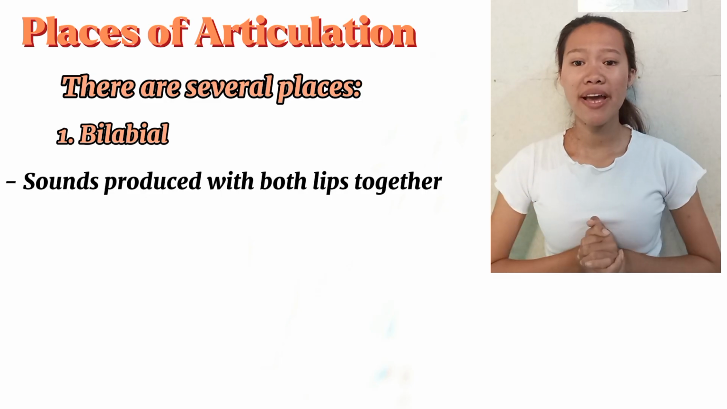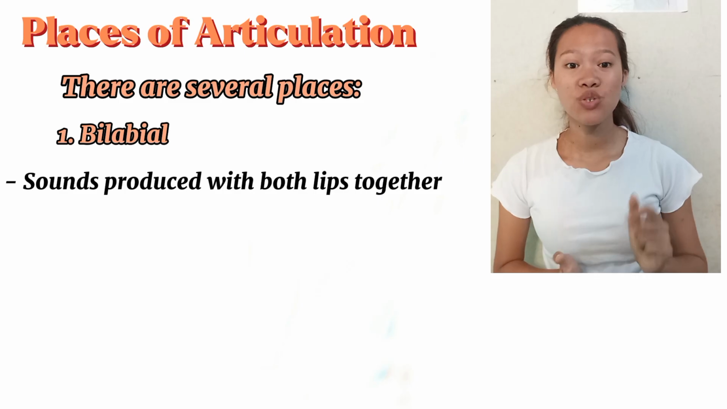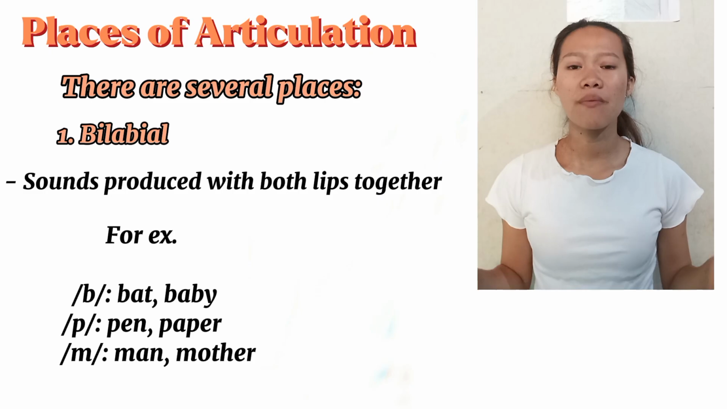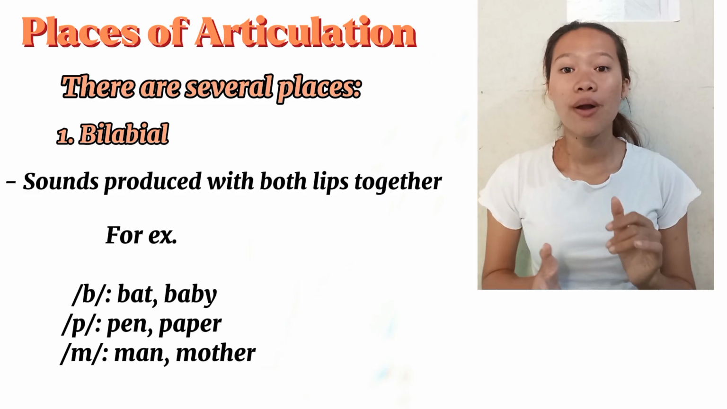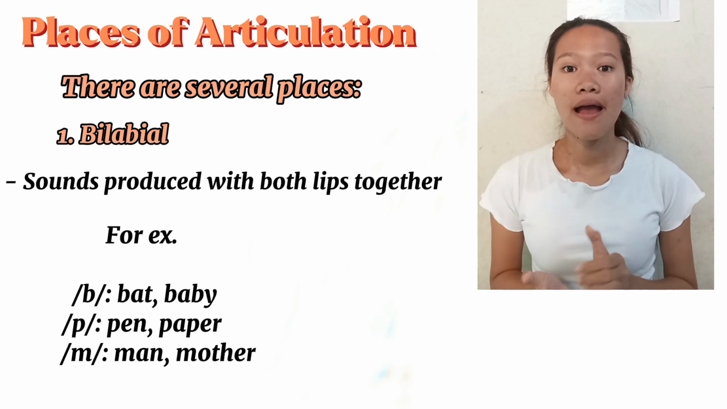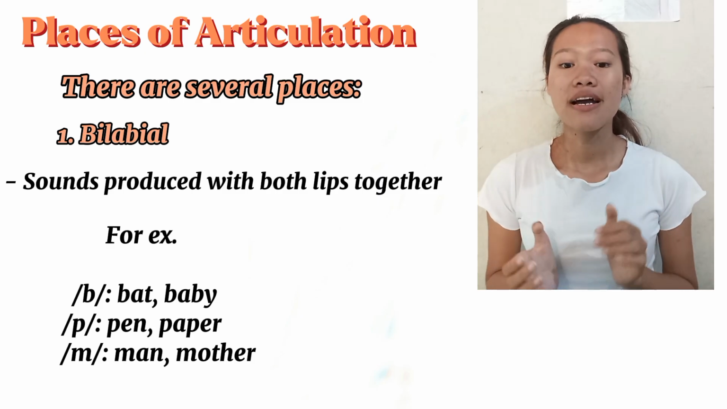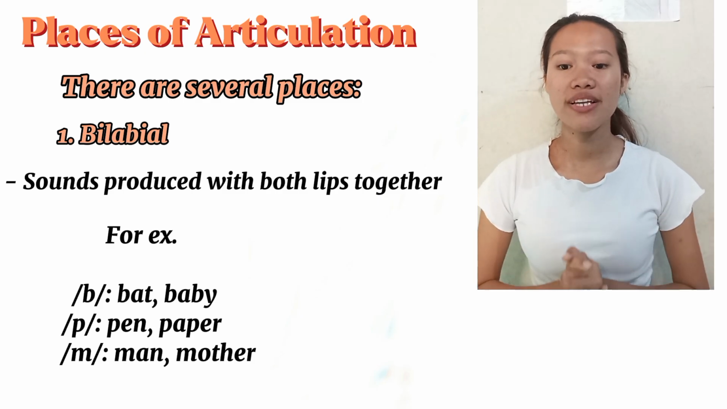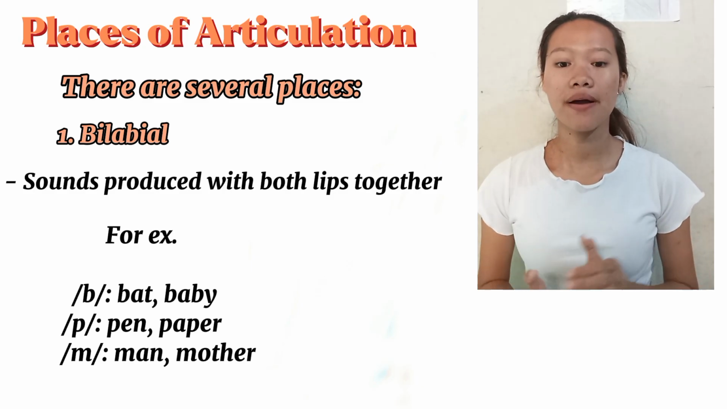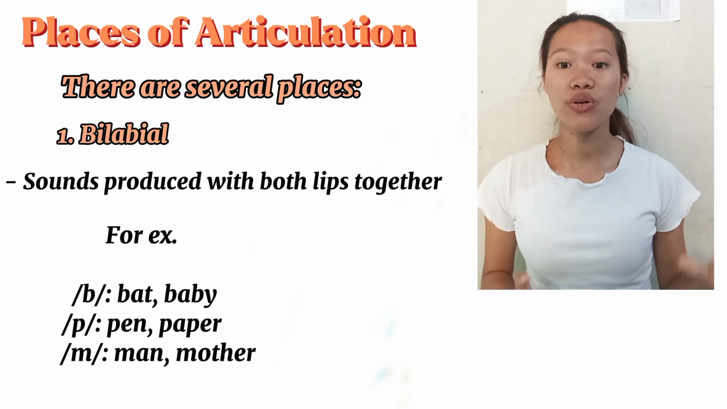The word bilabial might sound technical, but it's actually very easy to understand. The word bi means two and labial means lips, so bilabial means two lips. For example, press your lips together. For b, release the air without using your voice. Again, b. Bat, baby. For p, release the air while using your voice. Again, p. Pen, paper. For m, keep your lips closed and let the sound come out through your nose.